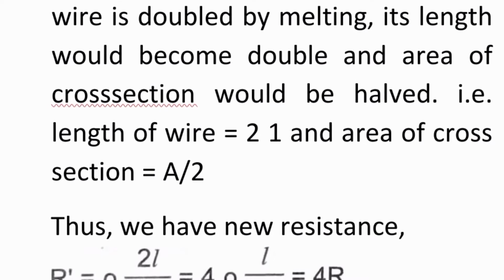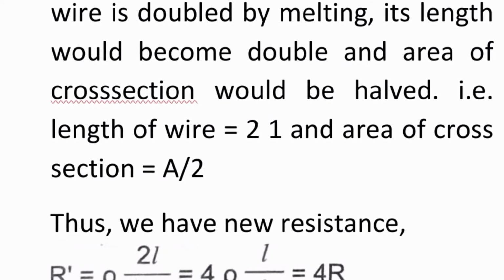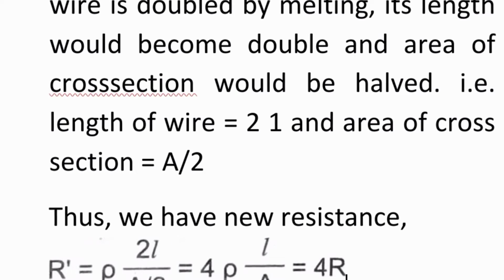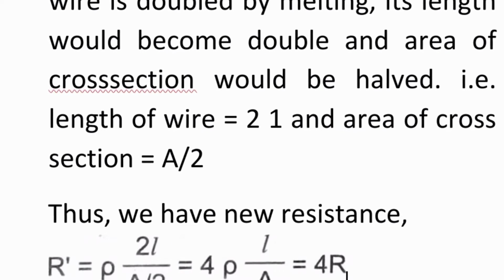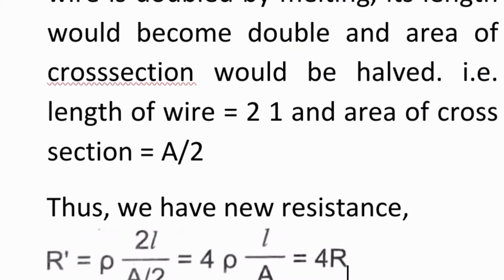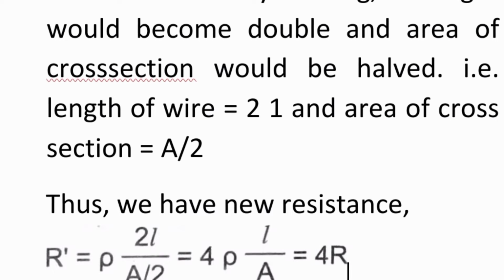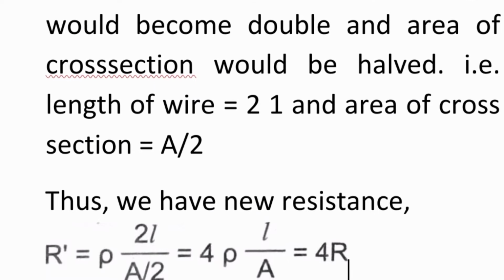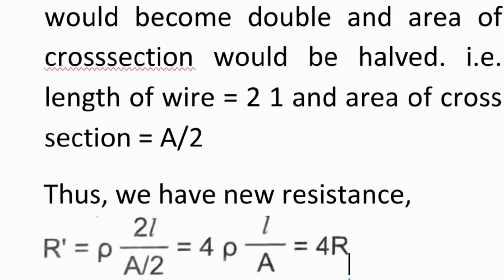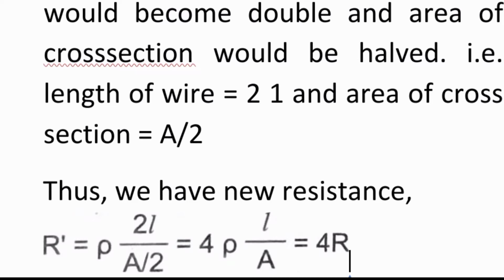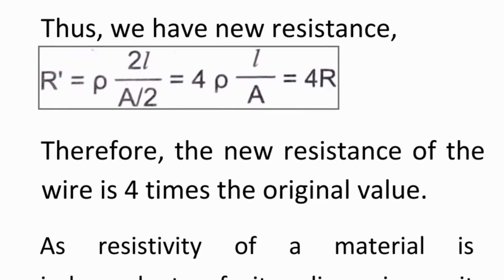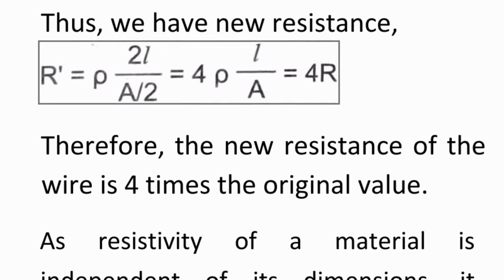Now we have the new length and new area of cross section, right? So how can we find the new resistance? Yes, we have the equation for resistance as R is equal to rho into L by A. Now we can substitute the new length and new area of cross section. Then what will we get? Then R dash will be equal to rho into 2L by A by 2, right? So that will be equal to 4 rho into L by A. That is equal to 4R. That is, the new resistance is 4 times the original value.